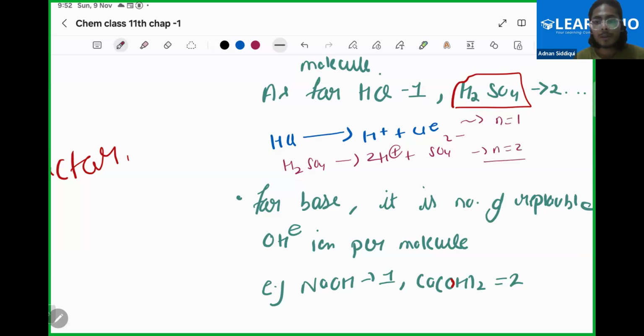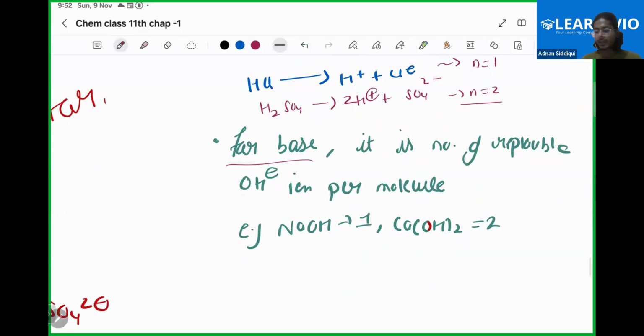So this n factor will vary from reaction to reaction. For an acidic reaction, we will deal in terms of H positive: how many H positives are getting produced. For HCl, n is 1. The n factor depends on how many H positives are getting produced for an acidic reaction, right?